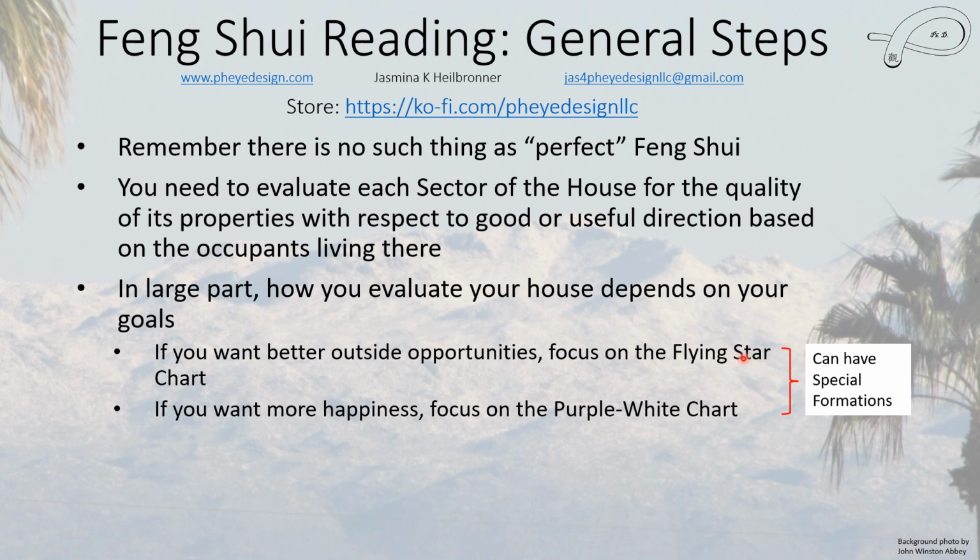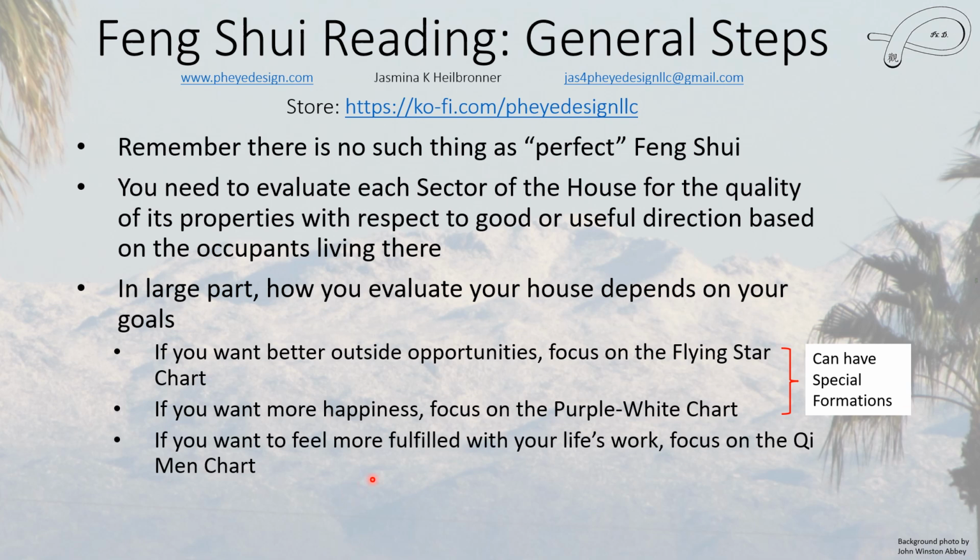Now, these two charts can have special formations, and when they're activated, then you have a much easier time. The house is almost automatically good everywhere. But you still have to look at your purple or your Chiman chart.